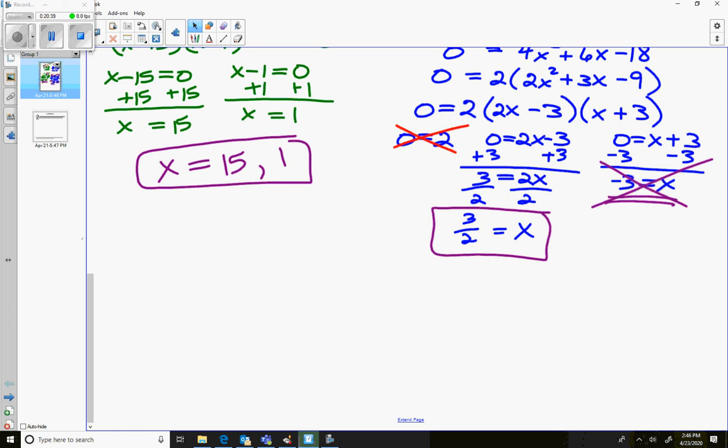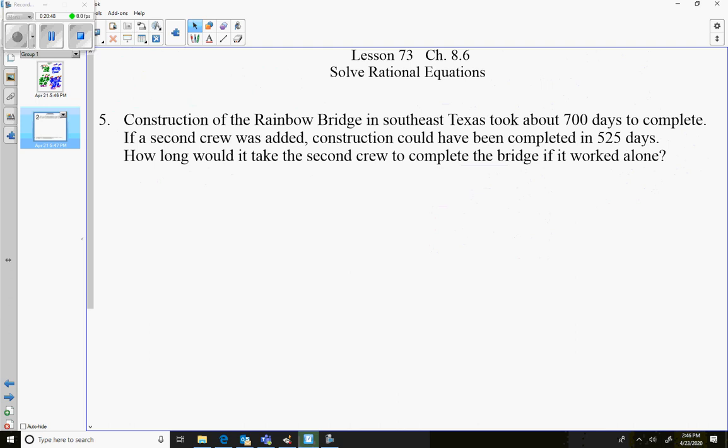All right, that's the general math behind solving rational equations. Flipping the page, number 5. Construction of the Rainbow Bridge in Southeast Texas took about 700 days to complete. If a second crew was added, construction could have been completed in 525 days. How long would it take the second crew to complete the job if it worked alone?